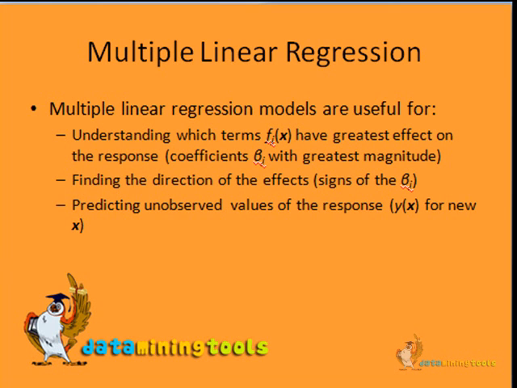These multiple regression models are useful for three main things. We can understand which terms have the greatest effect on the function. We can find the direction of the effects, that is the signs of your beta j, that is the coefficients, and we can predict unobserved values of the response function y(x) for new values of x.